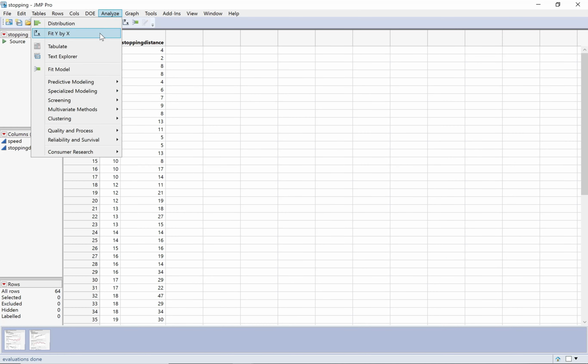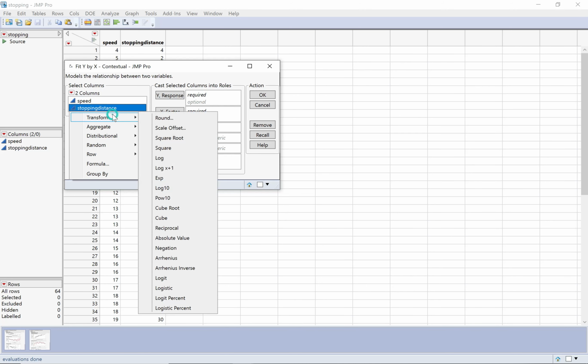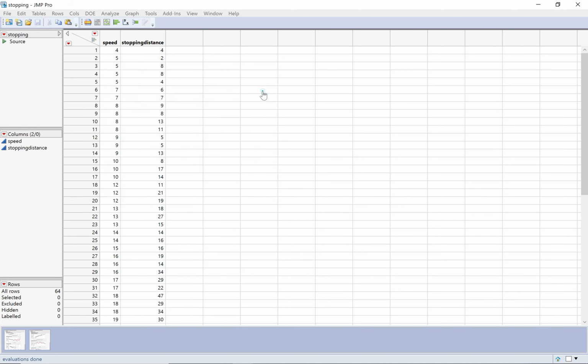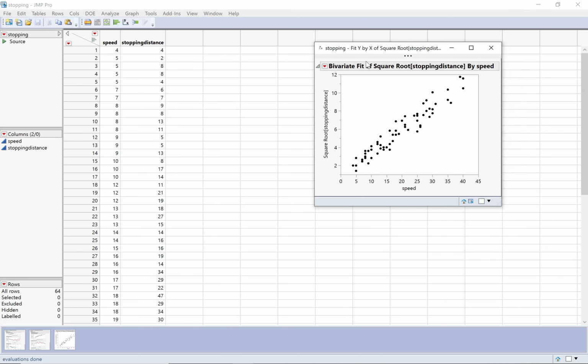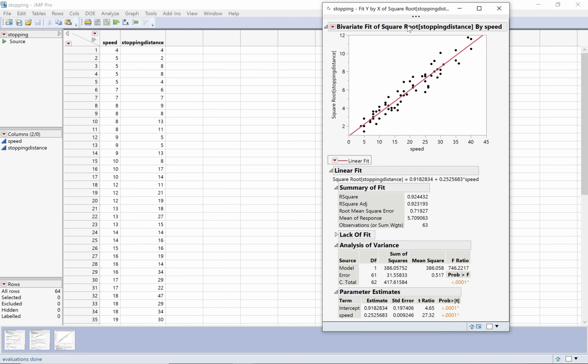So I'm going to do one more time, analyze fit y by x. Right-click on my response variable to transform it. But this time I'm going to do the square root and put that in the response box. And this one turns out really beautiful. So we've got a nice straight line.